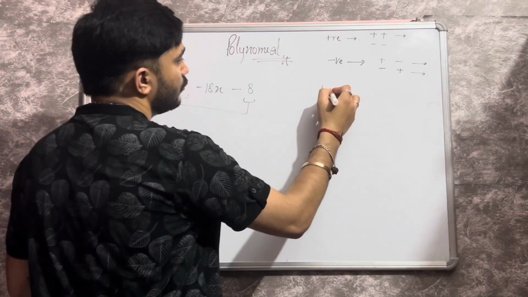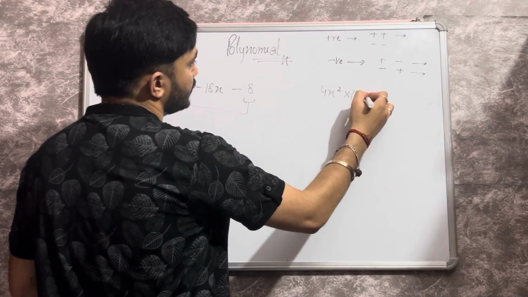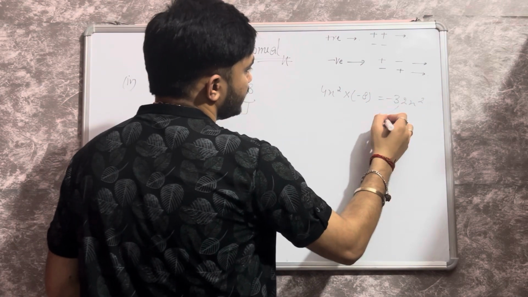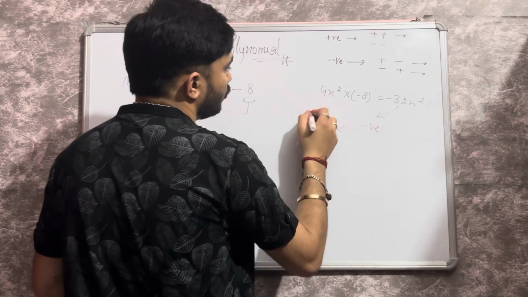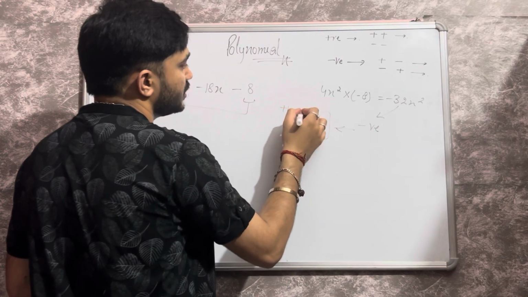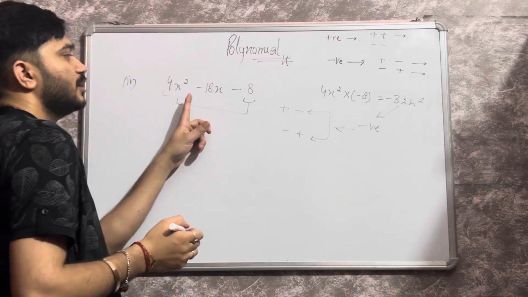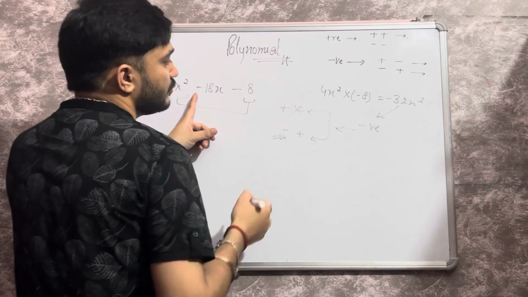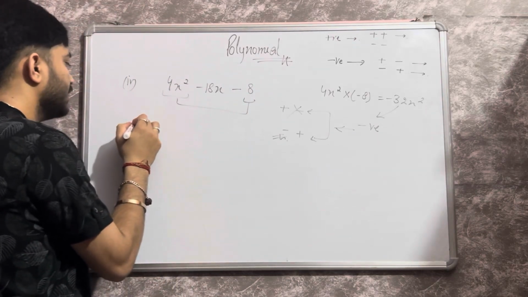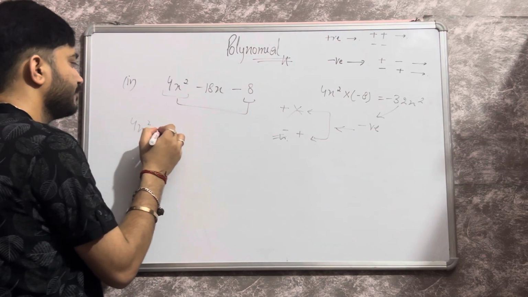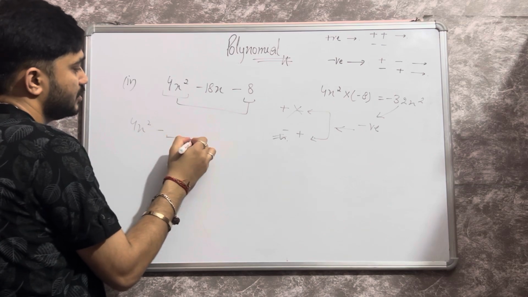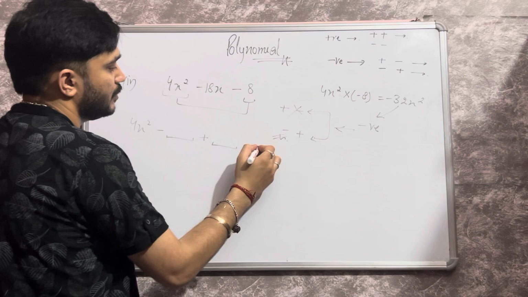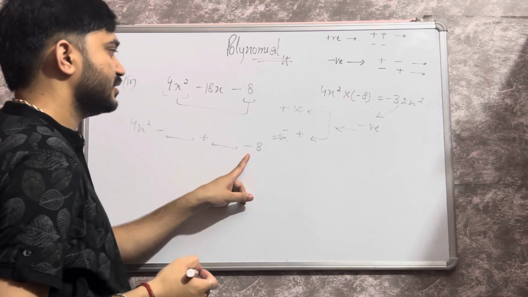So you will get 4x square into minus 8 and you will get minus 32x square. Since the answer is in negative, you are going to have two variations here, that is plus minus and minus plus. Since the middle term holds the minus sign, it will be our second variation, not the first one. So write it as 4x square minus, leave space for a term, plus leave space for a term, and write the last term as it is.